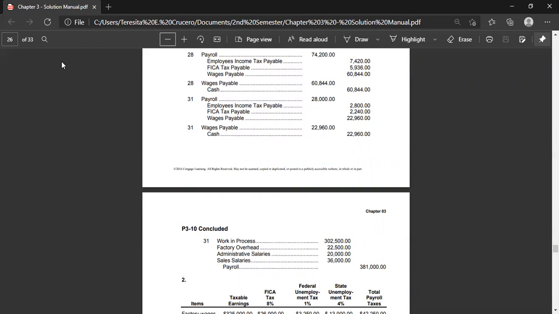And we have to record administrative salaries and sales salaries. So we have the amounts given for administrative salaries, 20,000, sales salaries, 36,000. And we have the total debit to work in process for direct labor and for indirect labor, debited to factory overhead. Now we credit back to payroll.